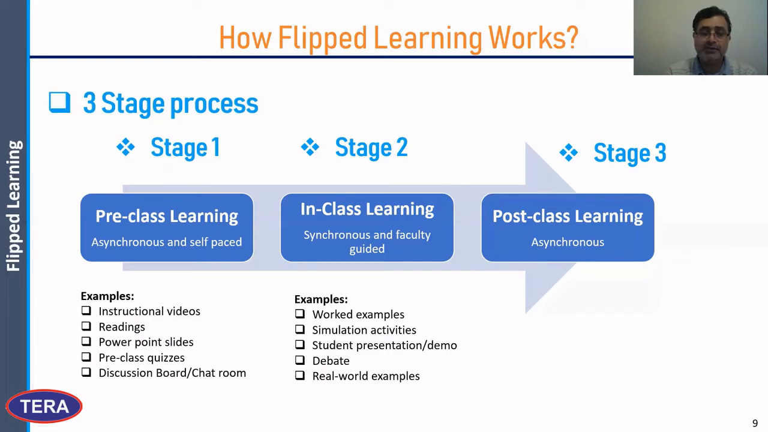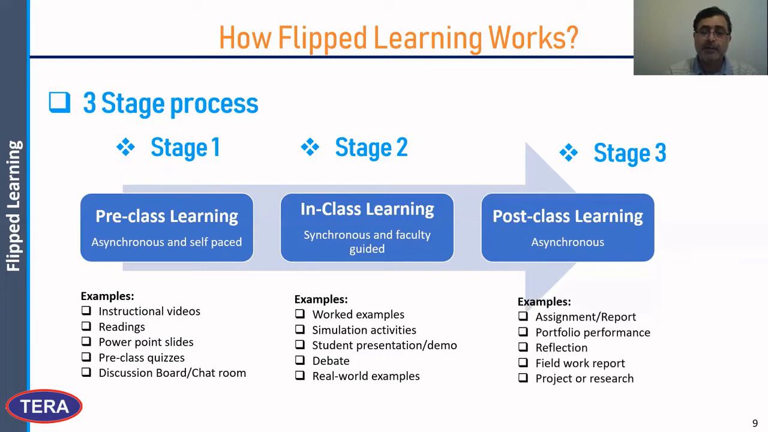Some examples of post-class learning can be assignments, reports, portfolio performance, reflection, fieldwork reports, projects, or research. So in this way, the whole Bloom's taxonomy has been divided into three parts: bottom one-third, middle one-third, and top one-third. Bottom one-third, pre-class; middle one-third, in-class learning; and top one-third, sorry, that's post-class learning.